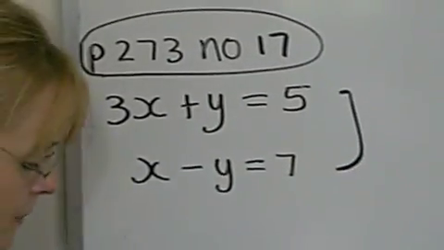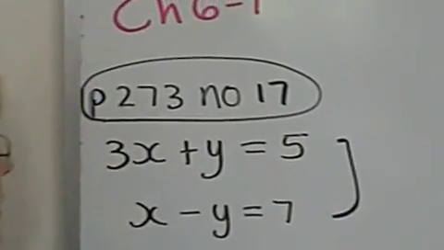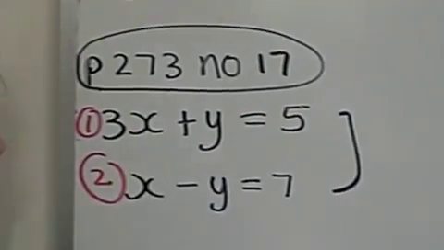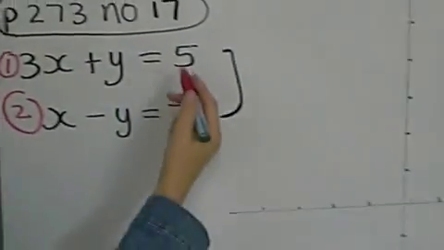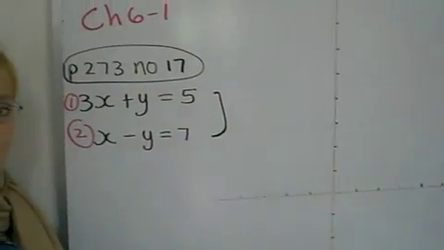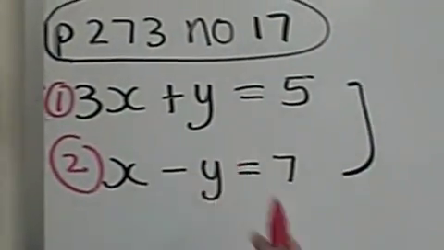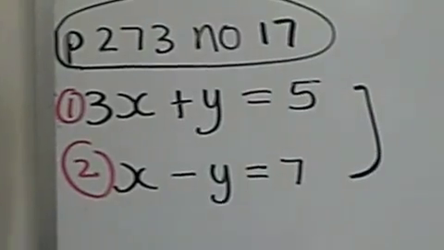They're part of a system and we're going to number them. This one is number 1 and this one is number 2. I would like to graph them, but as you can see, they are not in slope-intercept form. So first I have to rewrite both of them in order to get them into slope-intercept form.